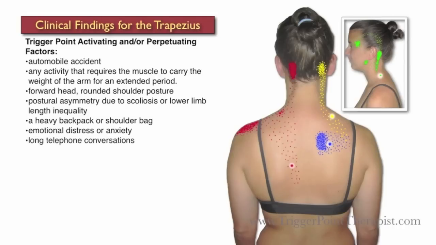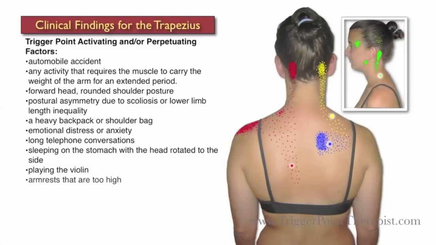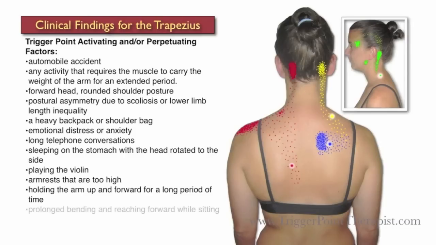long telephone conversations, sleeping on their stomach with their head turned to one side, playing the violin, arm rests that are too high, holding the arm up and forward for a long period of time, and prolonged bending and reaching forward while sitting.